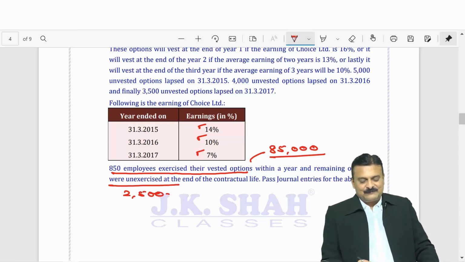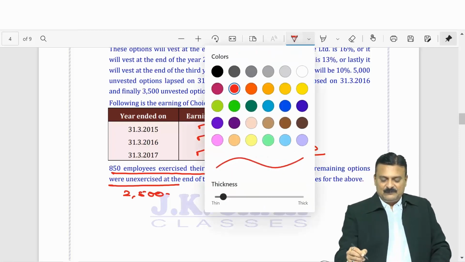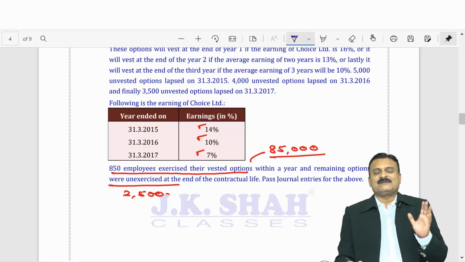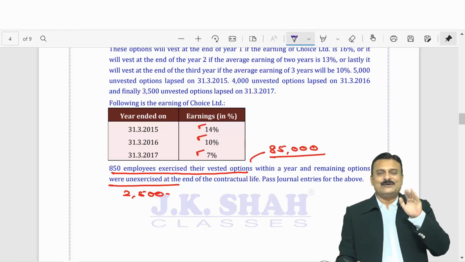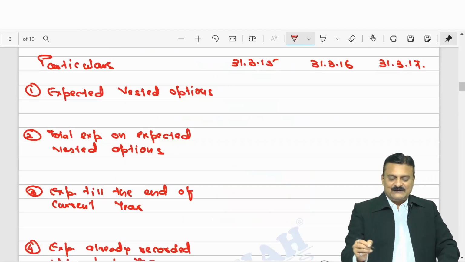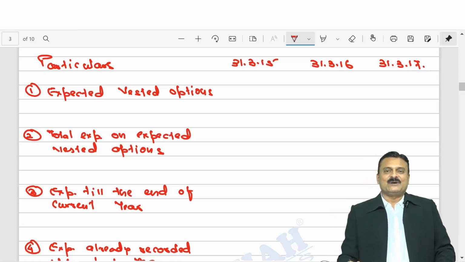Pass journal entries for the above. Our first job, students, will be to prepare a typical working note to find out what our expenses are in year 1, year 2 and year 3. Year 1 ending on 31st March 15, then 31st March 16 and then 31st March 17. A table, a working note like this has to be prepared by you. Particulars: 31st March 15 first year, 31st March 16 second year and 31st March 17 third year.